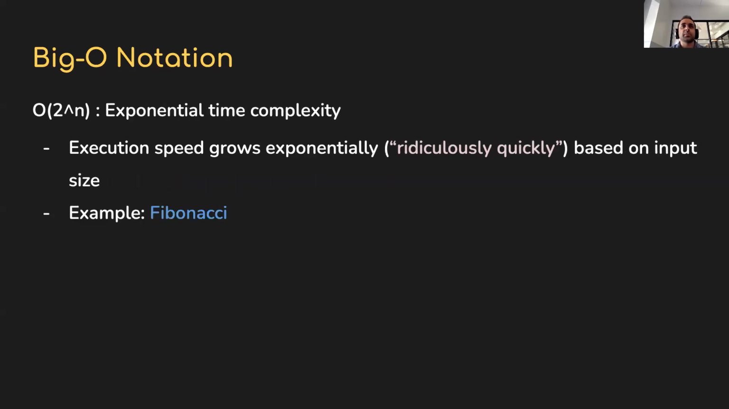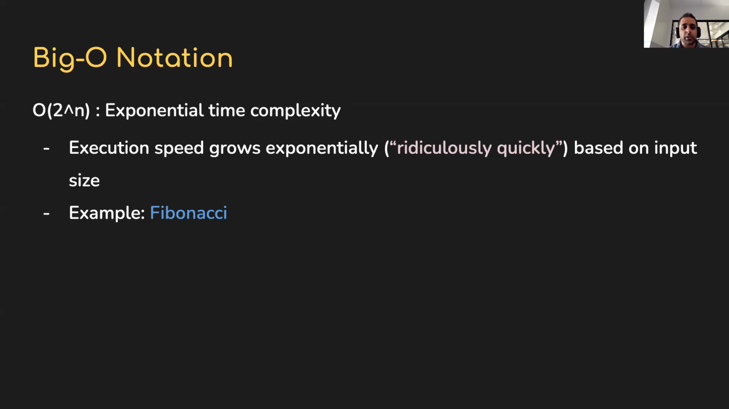All right, next up, we have exponential time complexity. This grows ridiculously quickly, or also just terrible. Terrible time efficiency. For the most part, if you write an algorithm or an application that has exponential time complexity, that's a bad idea. It's not going to perform well with large inputs. One great example is Fibonacci. This is another challenge that you guys coded up. So the Fibonacci sequence is an example of exponential time complexity.